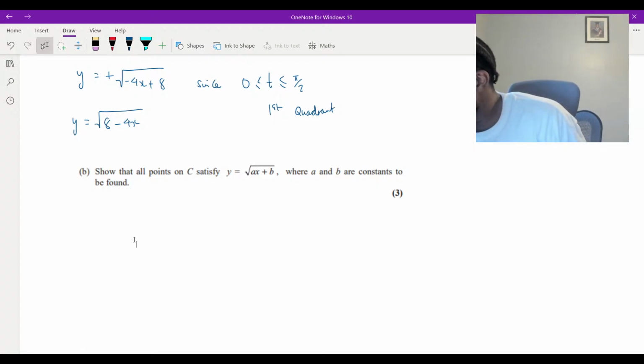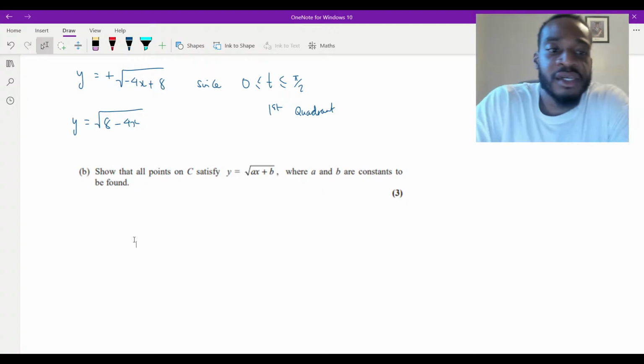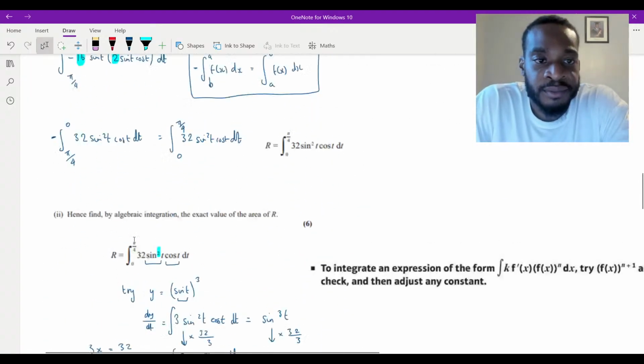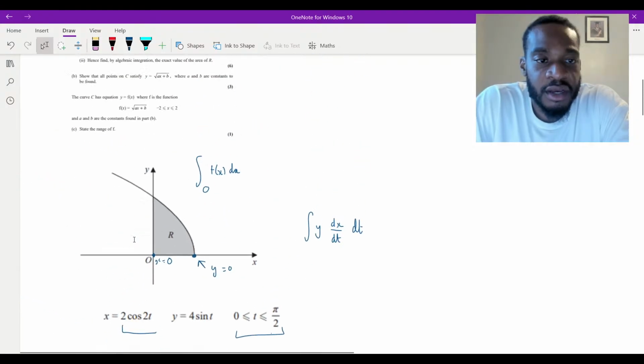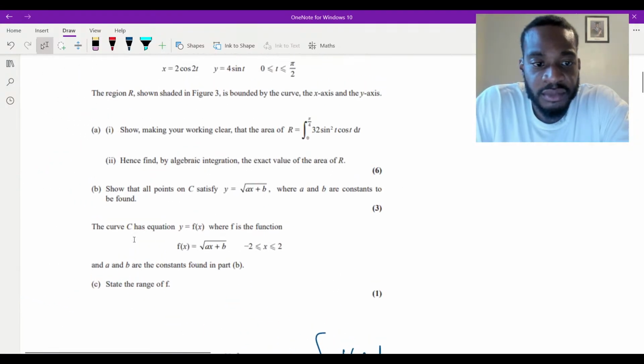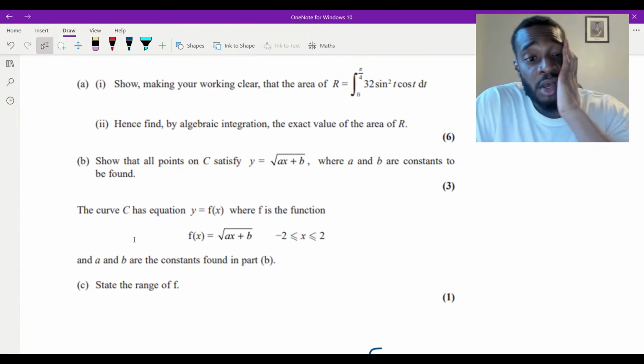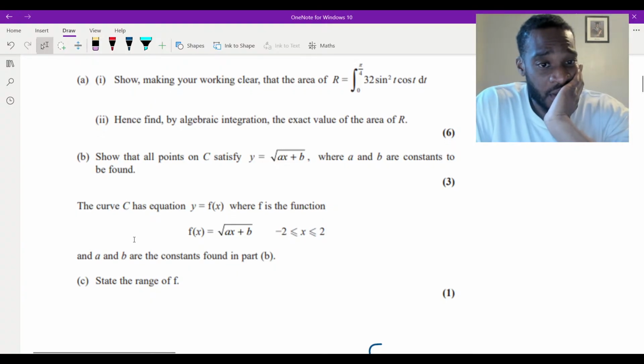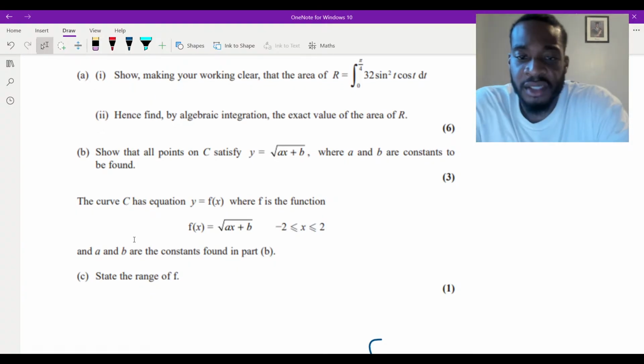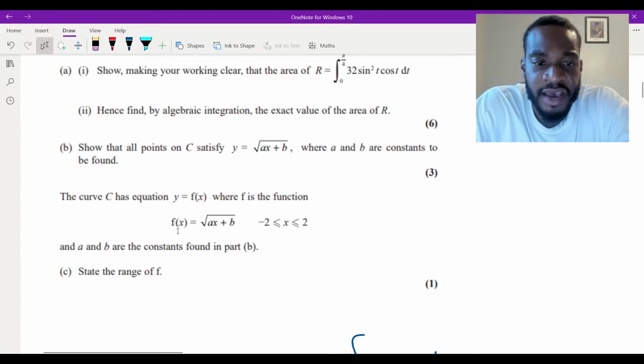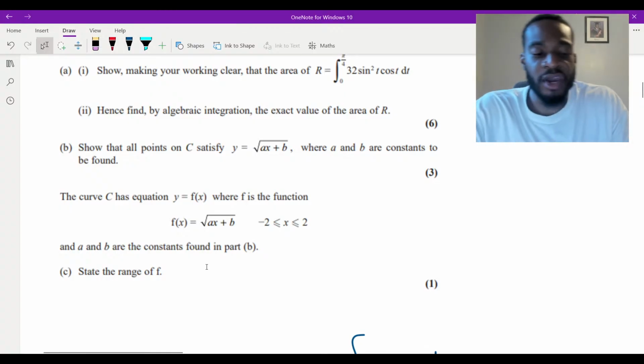All right, so we've done that. Let's go to the next one. So what do we have? The next part says the curve C has equation y equals f of x, where f of x is equal to root of ax plus b, where x is between minus 2 and 2, and a and b are constants found in part B. State the range of f.